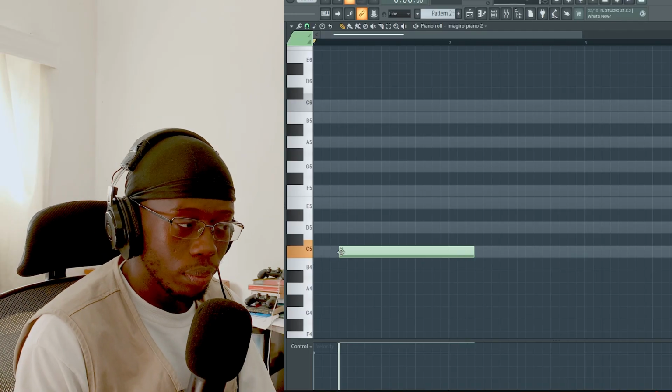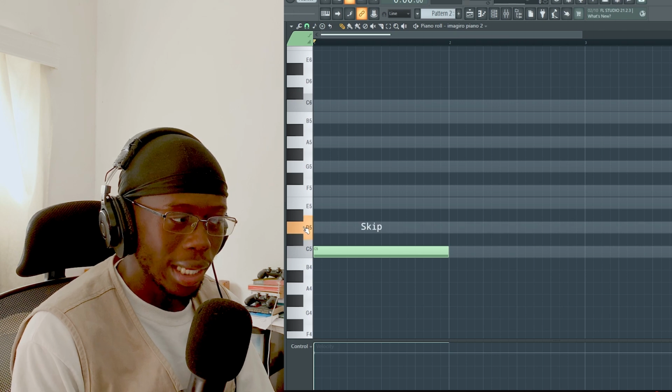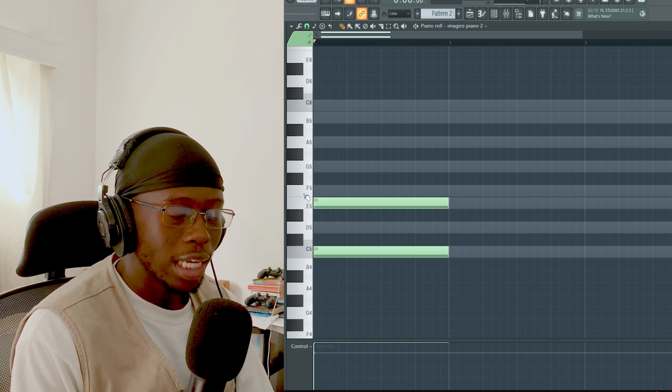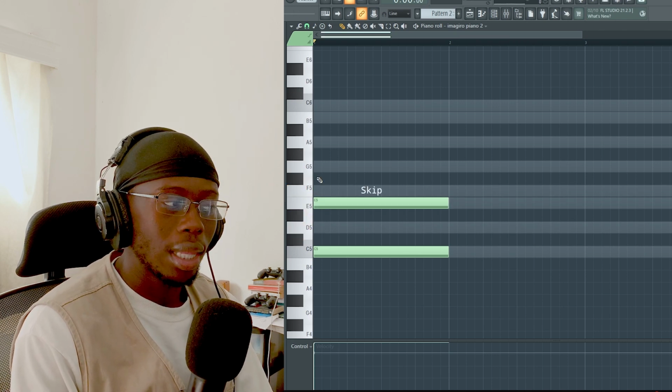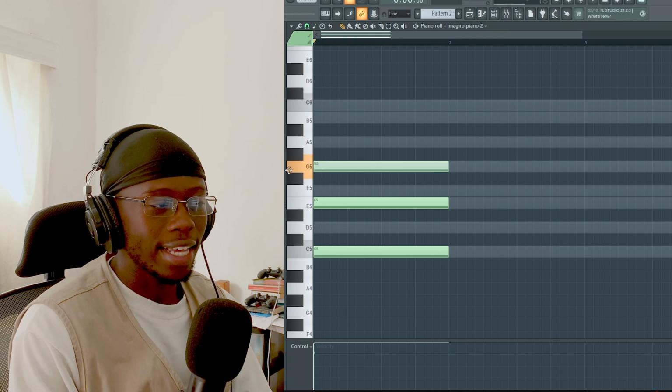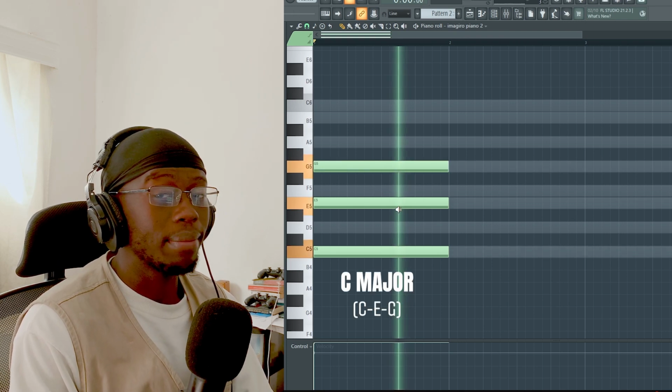Now, if you're like me, when you started learning music production or even music theory, you were probably taught to build chords like this. So, you place a note in the scale, skip the next one, place another note, skip the next one in the scale, by the way, and then place the next one. And it sounds like this. This is a C major triad.